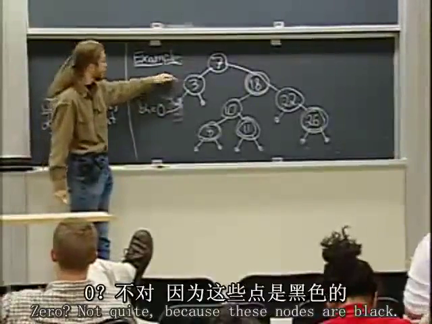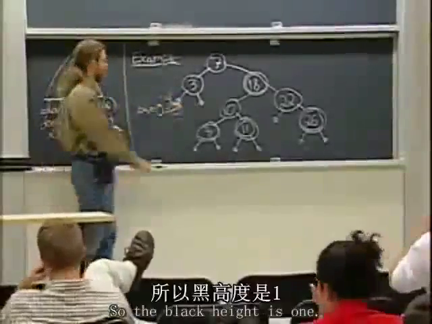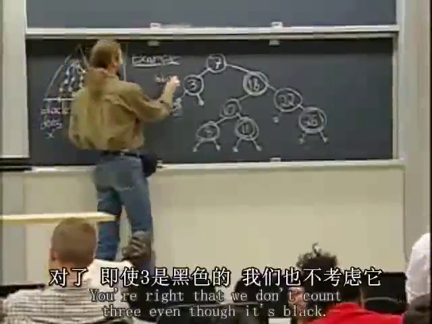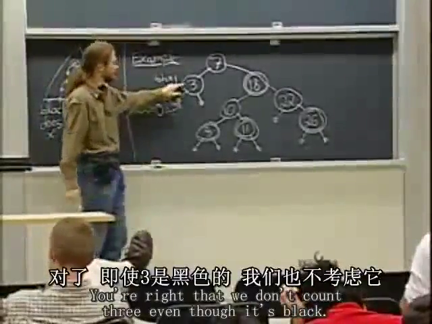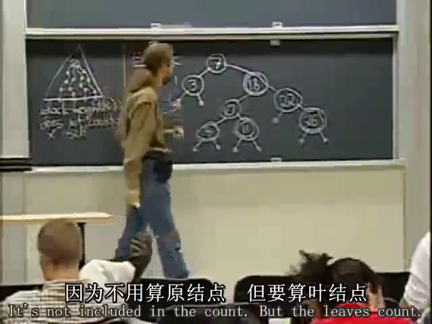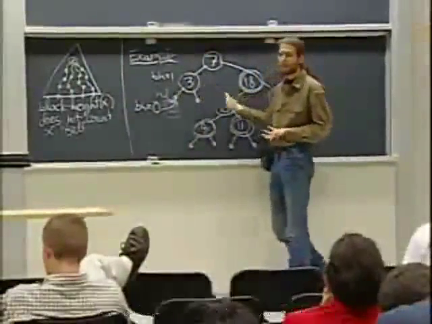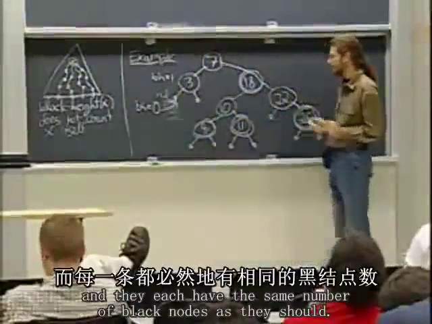Not quite, because these nodes are black. So the black height is 1. You're right that we don't count 3 even though it's black. It's not included in the count, but the leaves count. And there's only 2 paths here, and they each have the same number of black nodes, as they should.